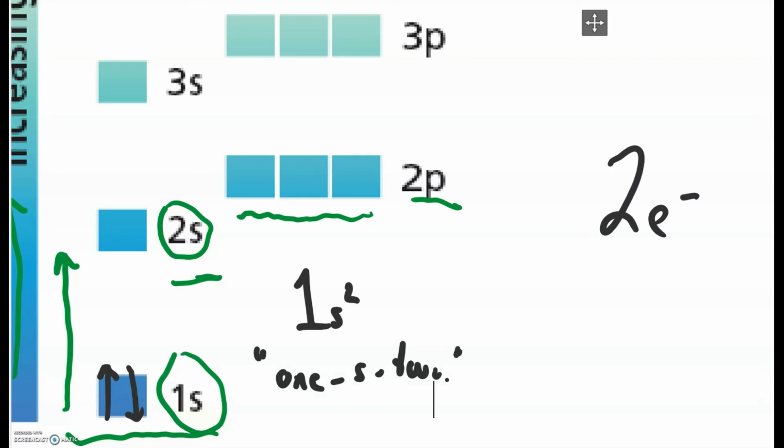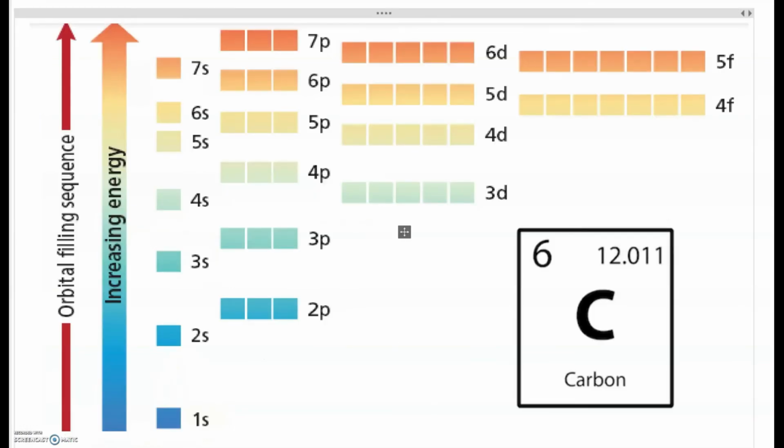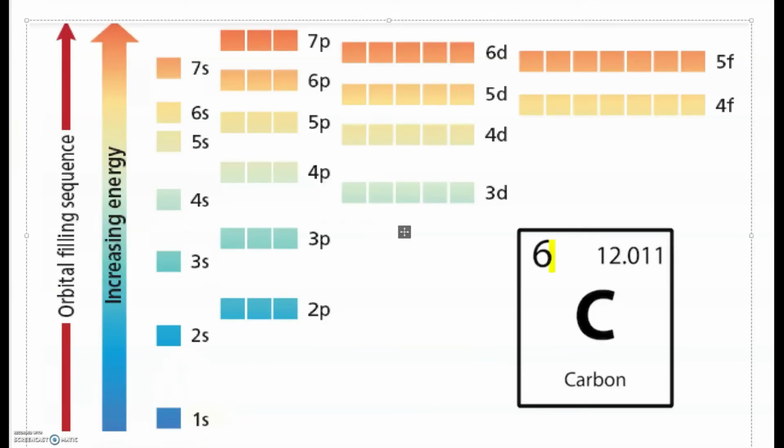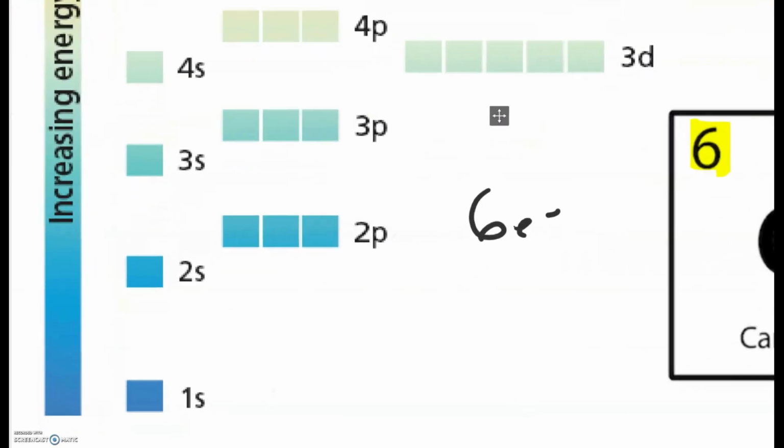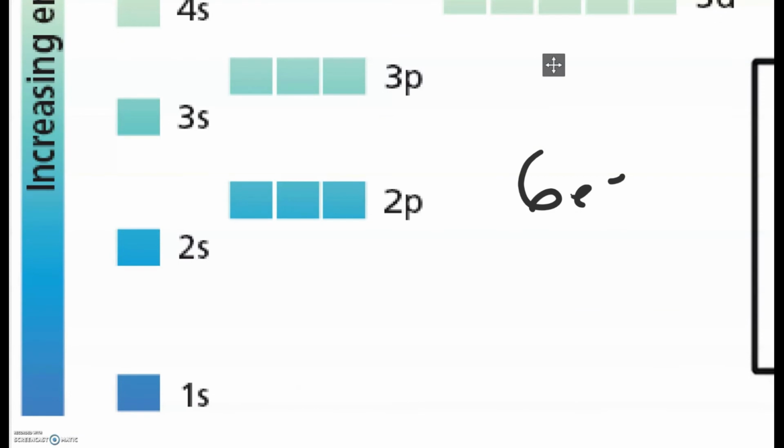Let's do another one. So let's do our old buddy carbon, and it's got an atomic number of 6, and that means that we have 6 electrons that we have to put in these orbitals in such a way that they fulfill all of these 3 laws. So let's zoom in a bit. We have 6 electrons. So we're going to fill the 1s orbital first because it is lowest, and they can share an orbital as long as they're spinning in opposite directions. And so we have 4 left.